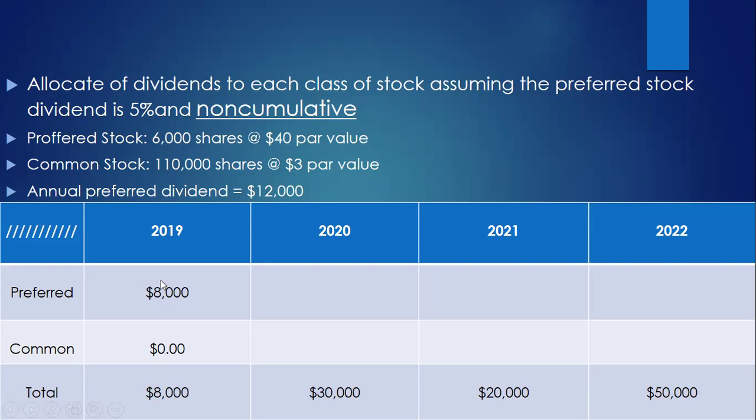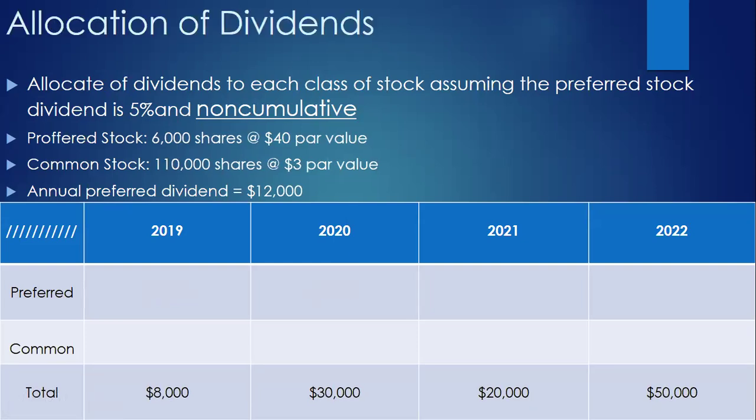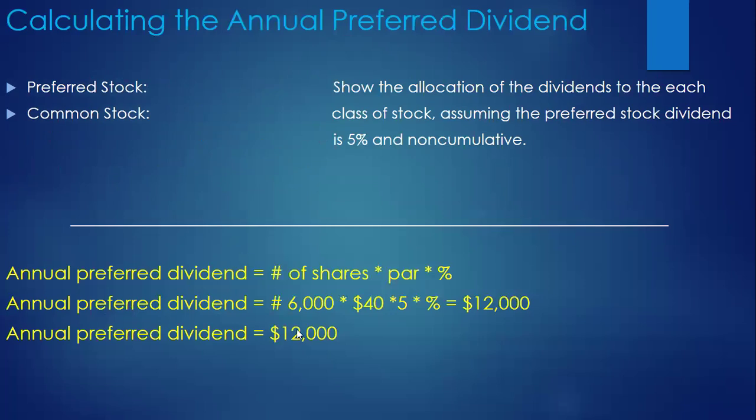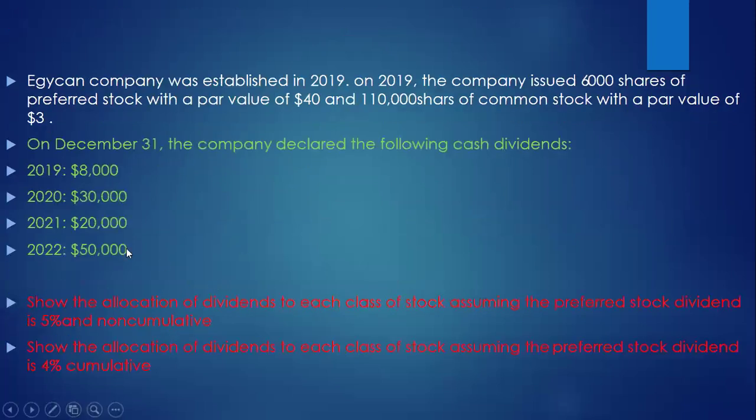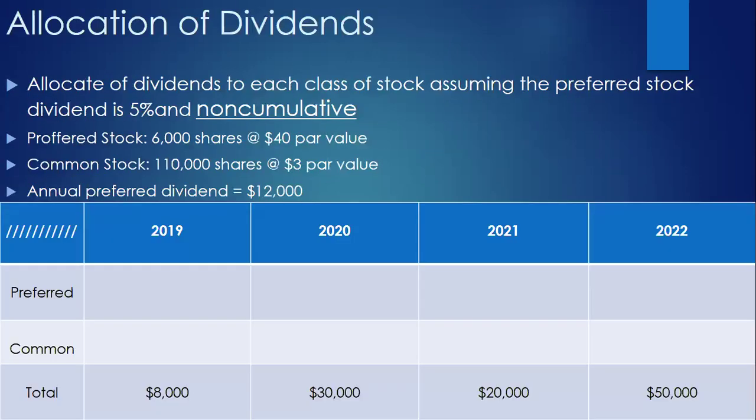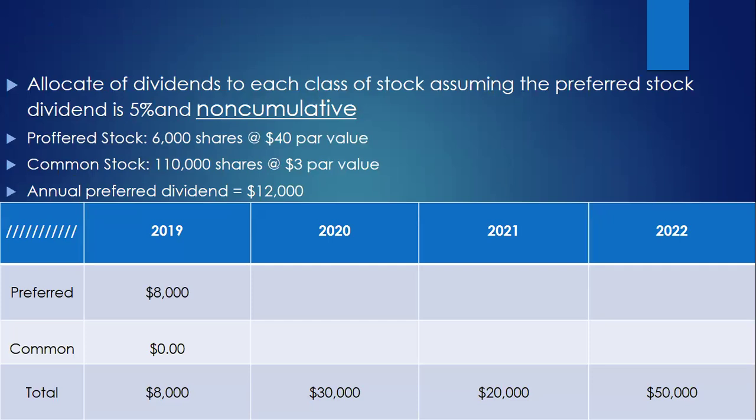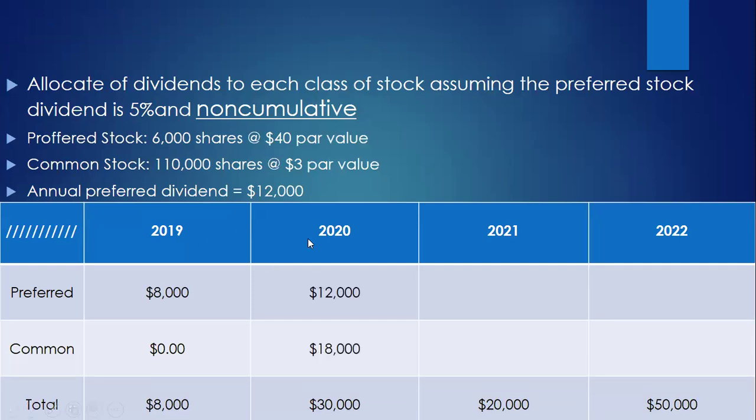Okay, now let's see what happens next. In year 2020, what happens? Let's see how much we're eligible to have. We're still eligible to have the same 12,000. However, there is 30,000 here to be distributed. Who's going to get their money first? Right. The preferred stockholders are going to get their money first here. In 2020, they're going to get the 12,000 that we just calculated before. And the rest goes to the common.